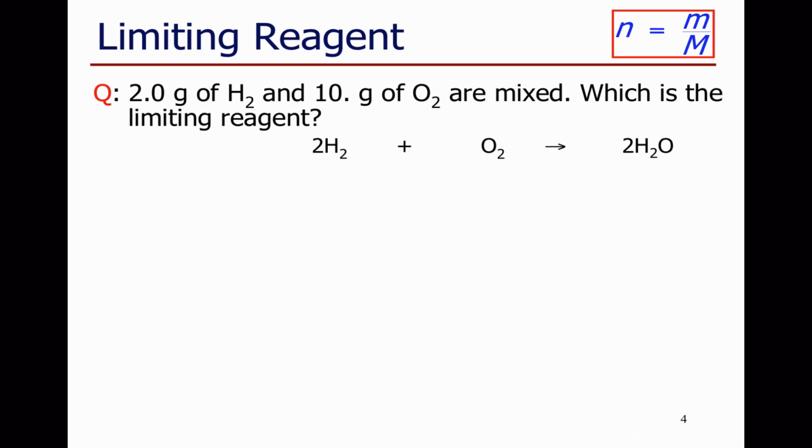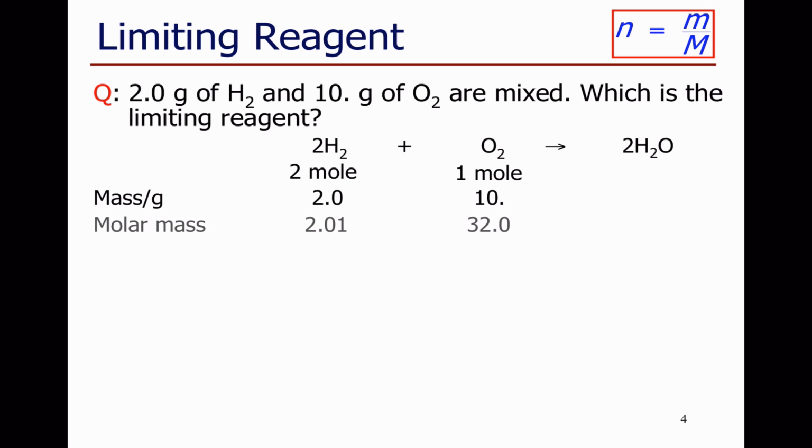Let's look at a second reaction. This time we've got a reaction that involves 2 moles of hydrogen reacting with 1 mole of O2. So for every 2 moles of hydrogen we need 1 mole of oxygen, or for every 1 mole of oxygen we need 2 moles of hydrogen. And in this case we've got 2 grams of hydrogen and 10 grams of oxygen. Again, masses can give us the wrong idea. Let's work in terms of moles. The molar mass of hydrogen is 2, and the molar mass of oxygen is 2 times 16, because the atomic mass of oxygen is 16.